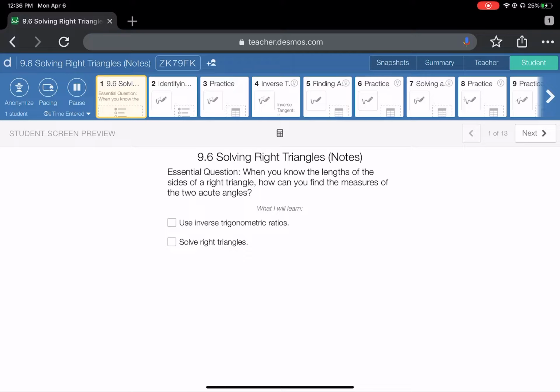So if we recall, there's a right triangle. A right triangle has one 90-degree angle, and the other two are small or acute angles. What we're going to learn is how to use inverse of trigonometric ratios and how to solve right triangles.